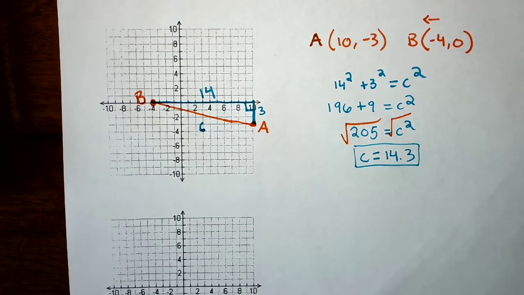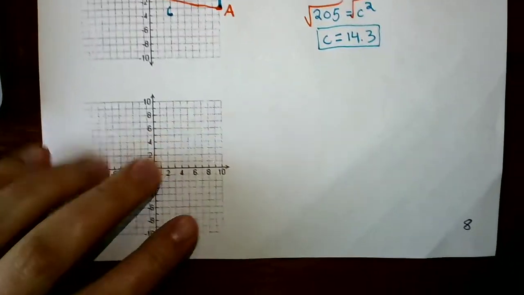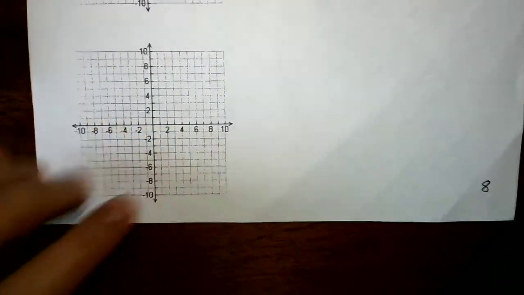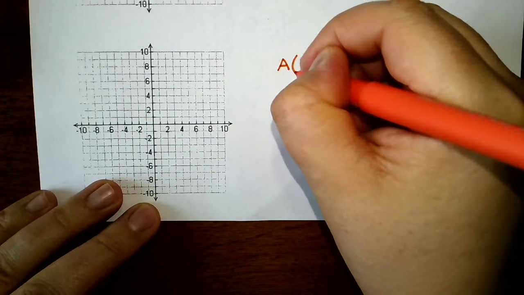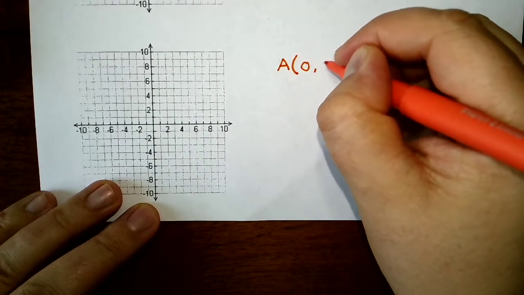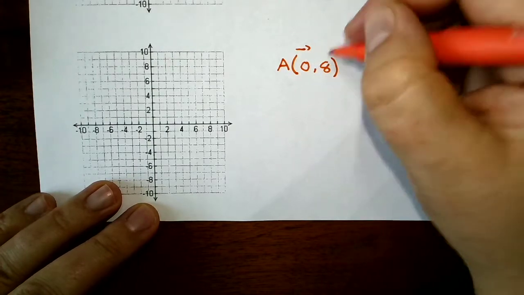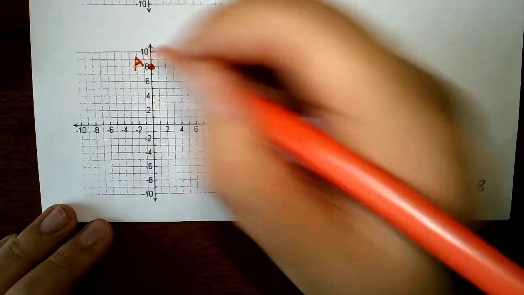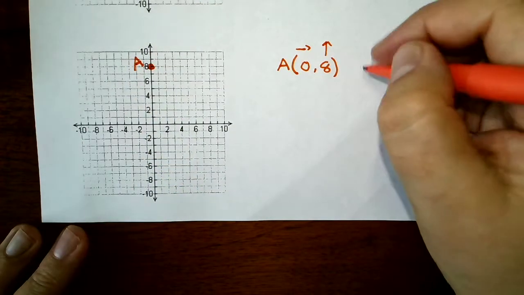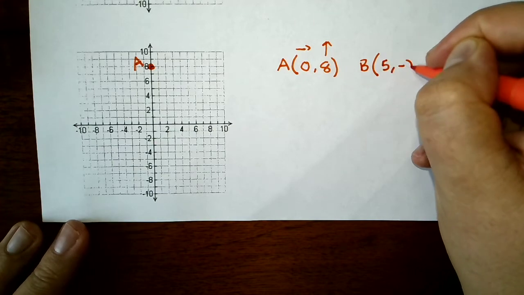All right, so that is it. I'm going to give you one more, and I will want you to, after you write it down, pause the video and try it on your own. All right, so point A is 0, 8. So that tells me to go right 0, up 8. And then point B is 5, negative 2.